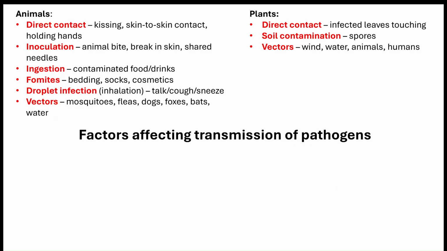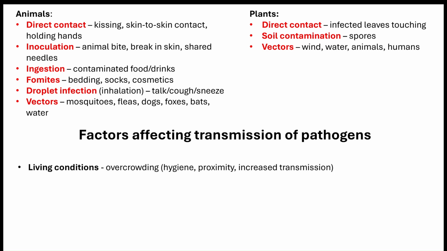So there are lots of different ways in which animals and plants can have this transmission, whether it's direct contact, inoculation, ingestion, fomites, droplet infection, or vectors. With plants, it's direct contact, soil contamination, and vectors. If they're asking any specific question, they'll have given you the information in the stem of the question. They want you to then apply your knowledge. But there are specific factors that are going to affect the transmission of the pathogen, that are going to increase the rate at which it's transmitted.